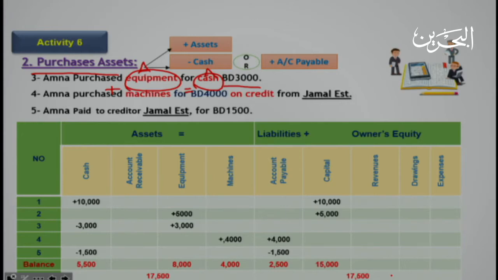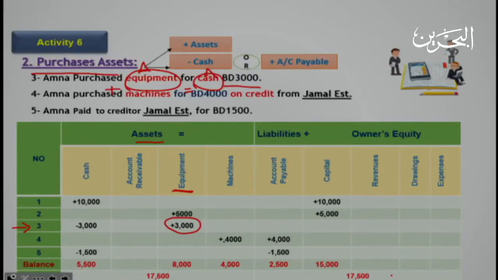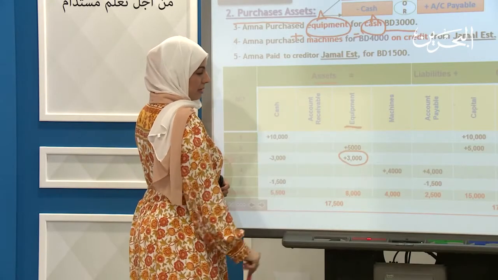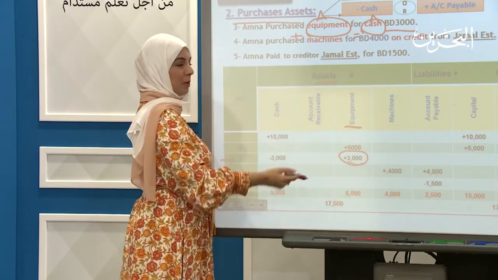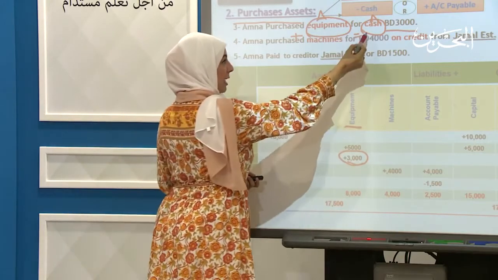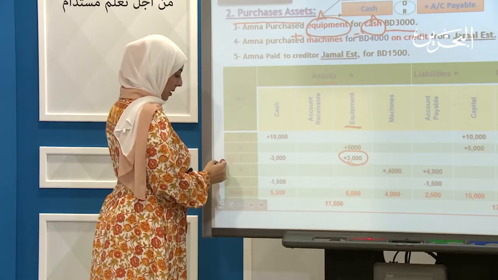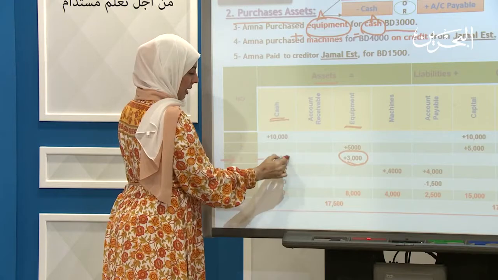So let us see it on our schedule. Moving to transaction 3, now let us see the effect on the equipment in our schedule. Going to the asset section and going to the equipment account, I will increase it by 3,000 because I purchased more equipment in my company. When I purchase this equipment, I pay by cash, so my cash will decrease. Coming to transaction 3, cash account, I will decrease it by 3,000.